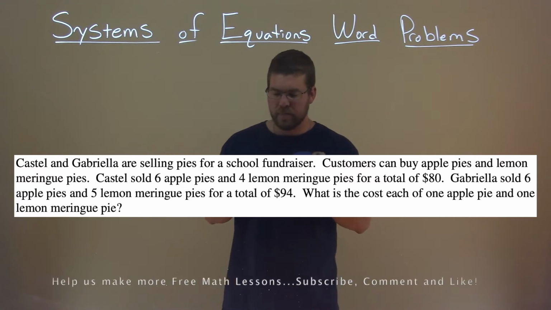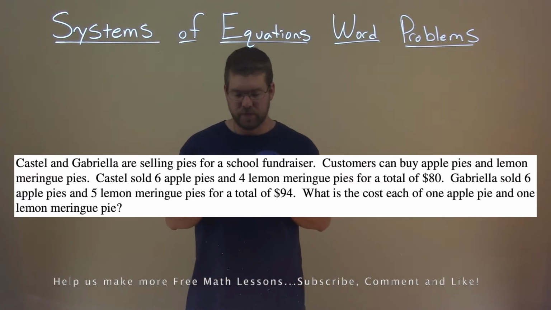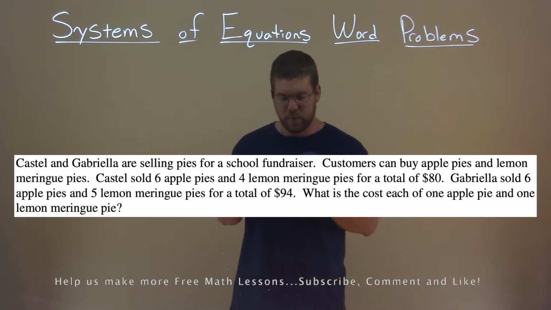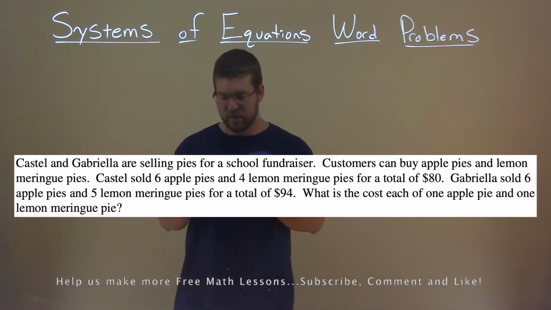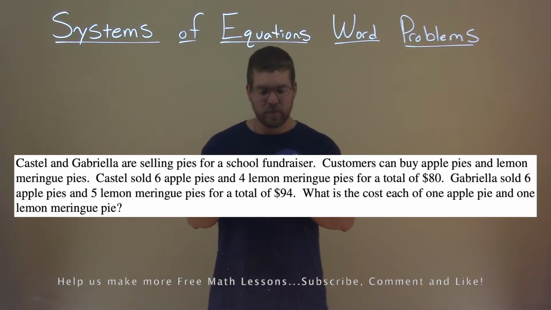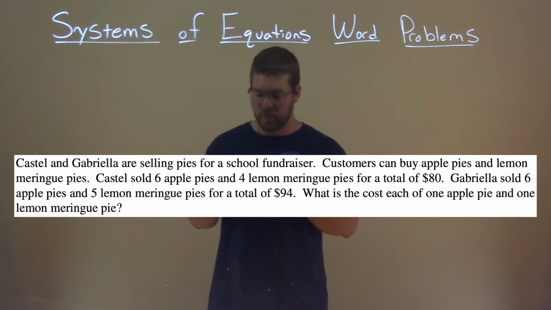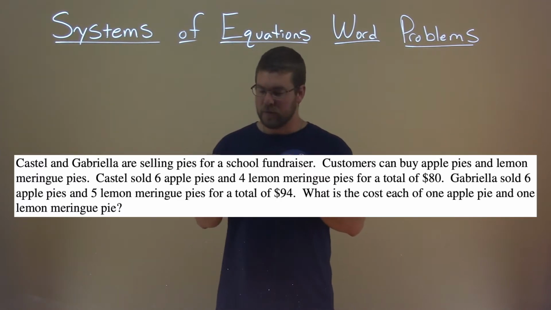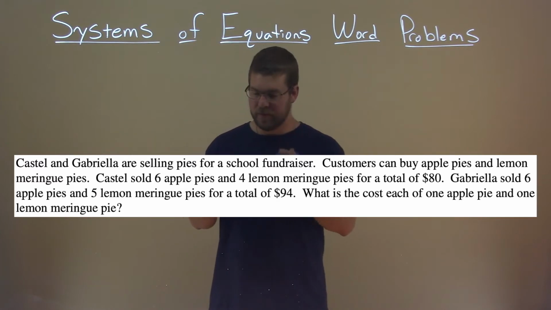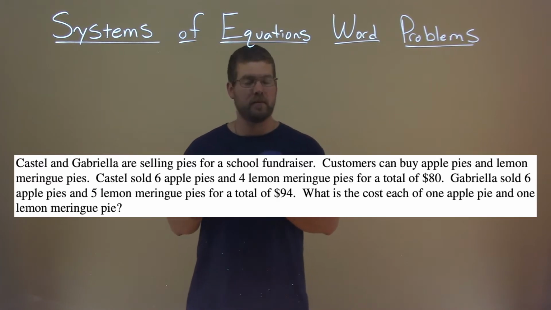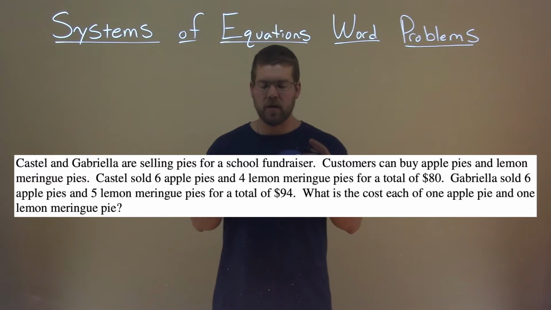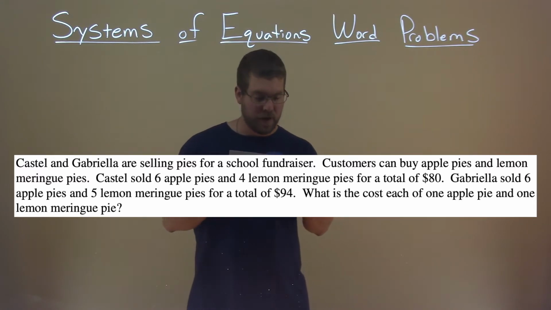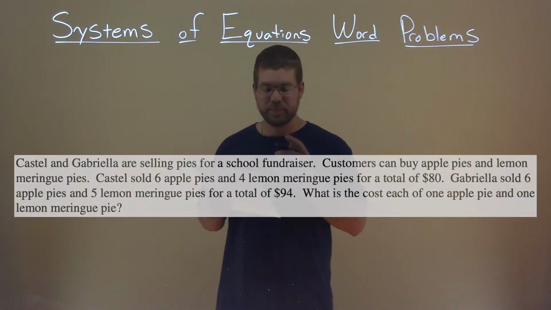Castile and Gabriella are selling pies for a school fundraiser. Customers can buy apple pies and lemon meringue pies. Castile sold 6 apple pies and 4 lemon meringue pies, for a total of $80. Gabriella sold 6 apple pies and 5 lemon meringue pies, for a total of $94. What is the cost of 1 apple pie and 1 lemon meringue pie?